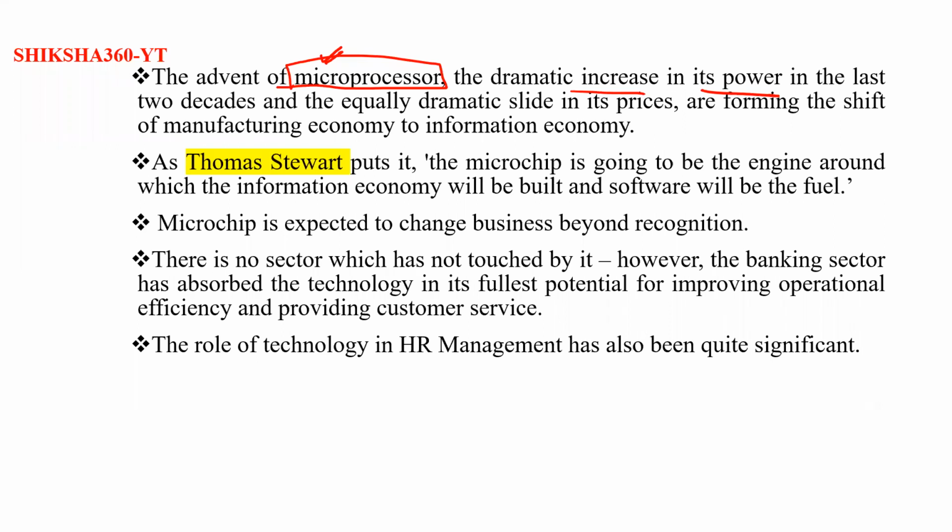So the advent of the microprocessor, the dramatic increase in its power in the last 20 years. As production increases, the price is going to decrease, the price of the microprocessor or chip. The equally dramatic slide in its price is forming the shift from the manufacturing economy to the information economy.